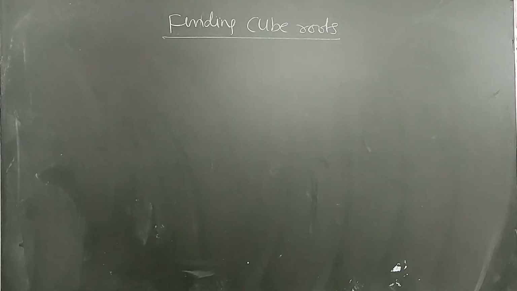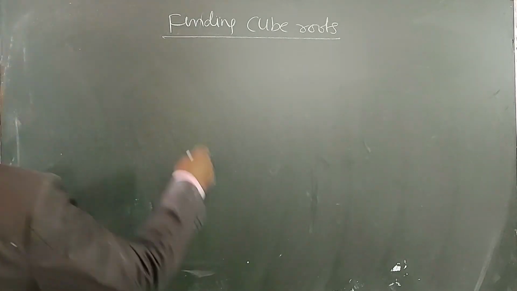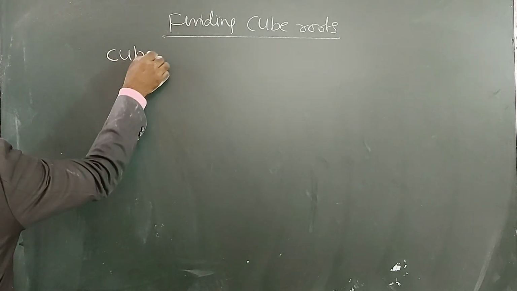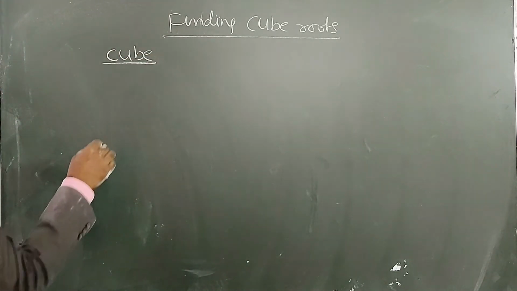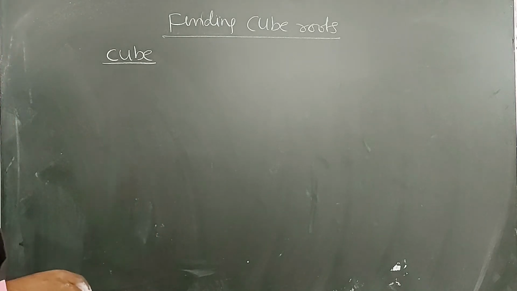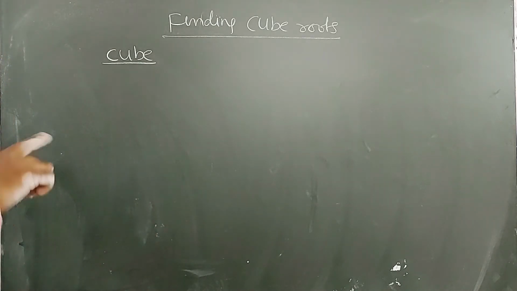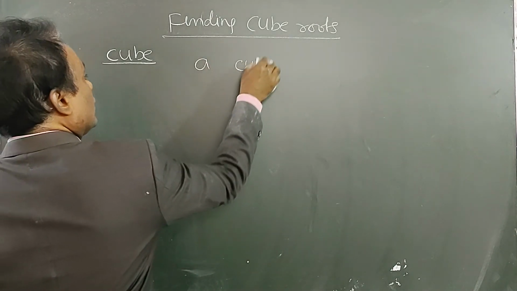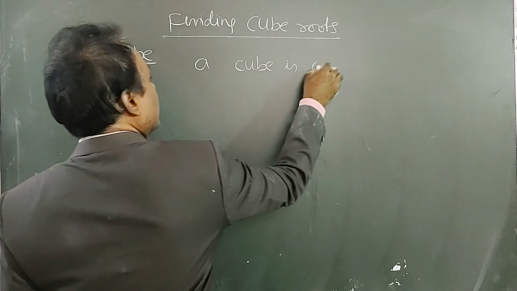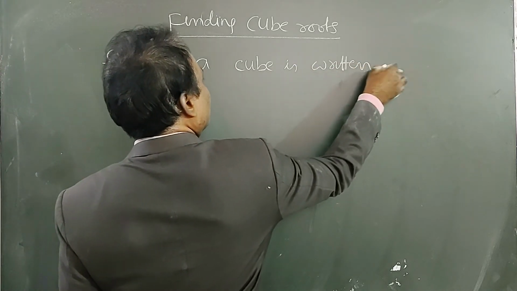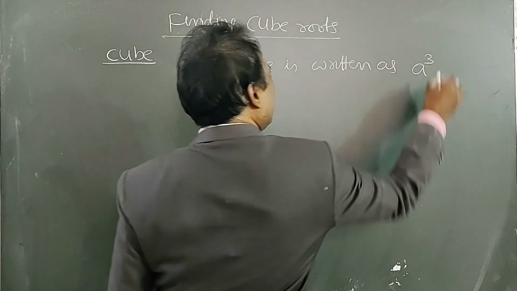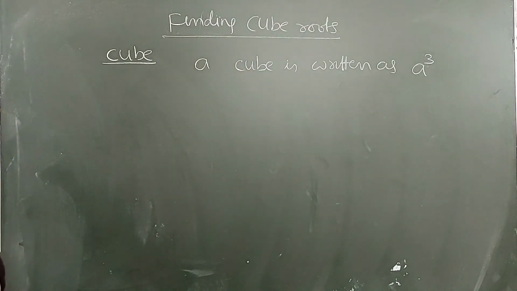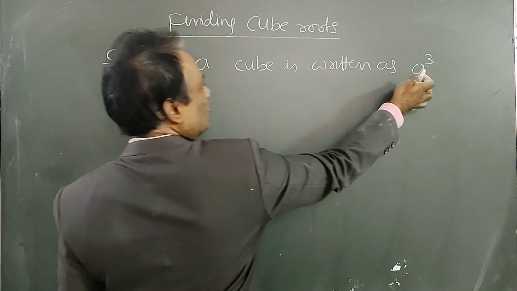So how to find the cube root? First let me explain cubes. Cube means power 3. If the power is 3, it is called a cube. A cube is written like this. This is a cube.